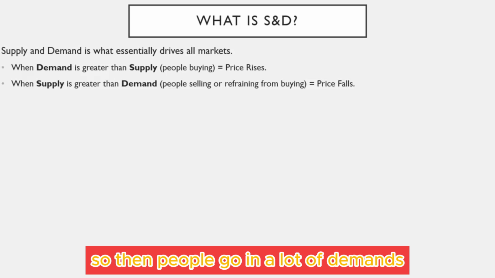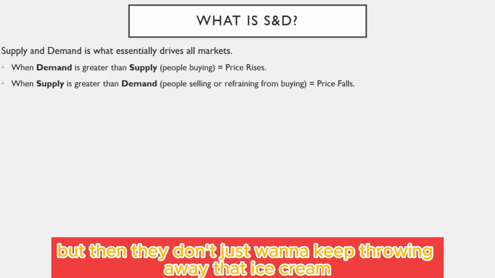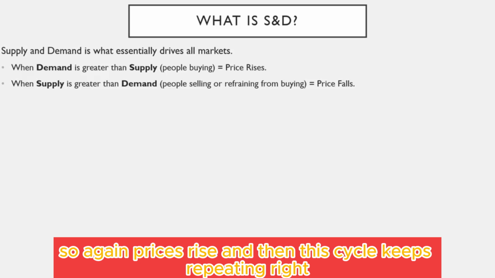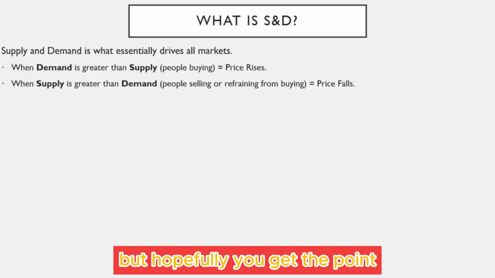So then people go in, a lot of demand, they buy all the ice cream, but then they don't just want to keep throwing away that ice cream at this high demand. So again, prices rise. And then this cycle keeps repeating, right? That was a little bit of a funny example, but hopefully you get the point.